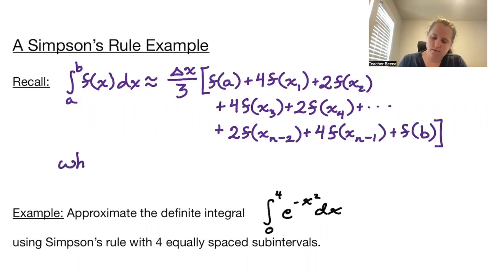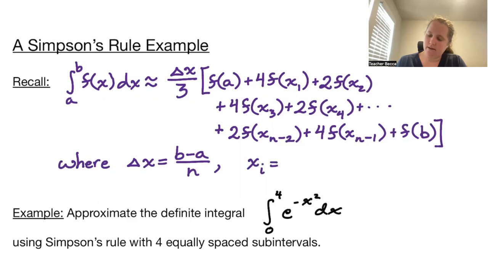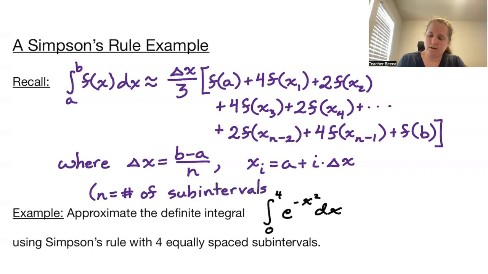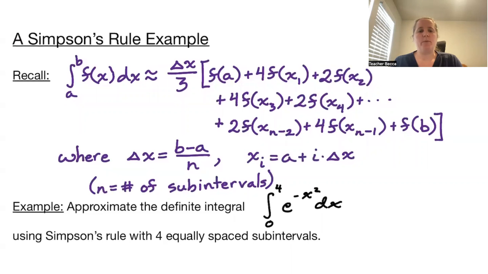Where delta x is b minus a divided by n, and xi is a plus i times delta x. Here, n is the number of subintervals. So we found this formula in the previous video. Wasn't the most pleasant thing to find, but at this point we can just work with the formula.